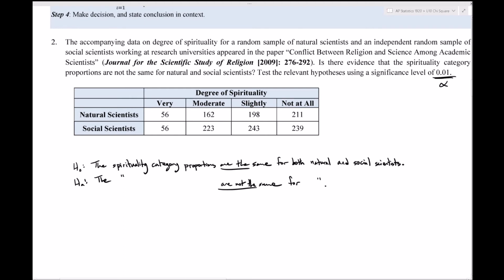Now, before I can start the math, I want to set it up so that I can have expected counts. So I'm going to have to add these together. The 56 and 56 make up the very spiritual, the first category. So very spiritual, 56 and 56 for both. So 56 and 56, that's 112. They didn't need a calculator for that one. Probably going to want to use a calculator for the other ones so I don't mess them up. 162, 223, 385.